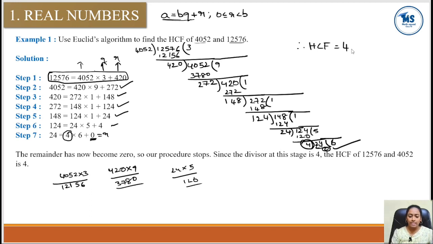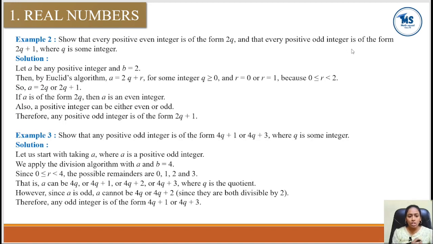Okay, let's see the next problem. Show that every positive even integer is in the form of 2q and that every odd integer is in the form of 2q + 1, where q is some integer. So what do we need to prove here? Every even integer is in the form 2q, and every odd integer is in the form 2q + 1. Of course, we will use Euclid's division lemma, which states a = bq + r, with 0 ≤ r < b.